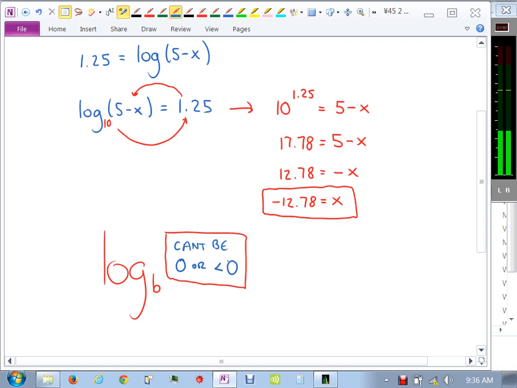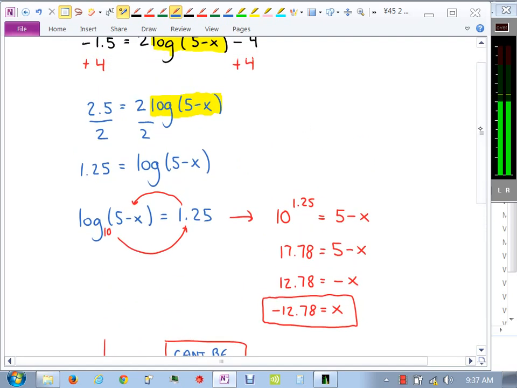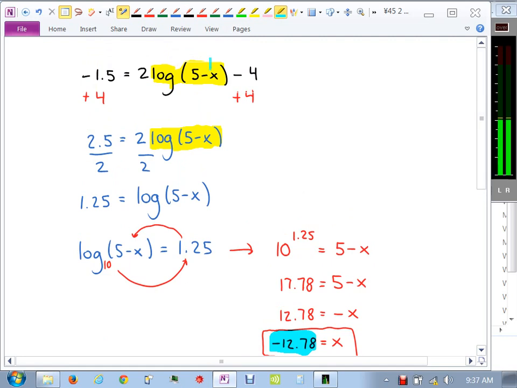Now, I'm not going to ask you to check your answers. But if you're doing problems in the book and they check their answers, they may actually throw out an answer because it doesn't work. Now, this answer would work, all right? The reason is that if you go back to the original problem and plug in negative 12.78, you'd be doing 5 minus a negative. When you subtract a negative, it's the same as adding. So you get 5 plus 12.78. That's a positive number. That's okay.